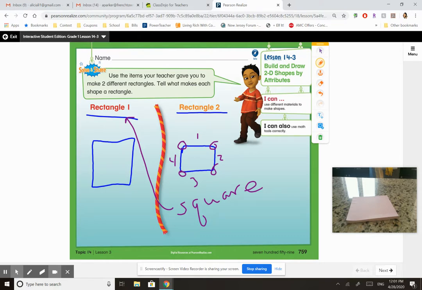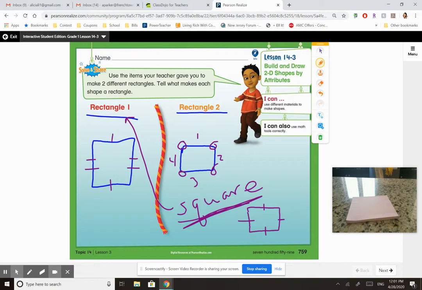In order to be part of the square family, a square has to have 4 equal sides. So the sides all have to be the same. And in a rectangle, this side is the same, but this side is different. All right, so remember that.